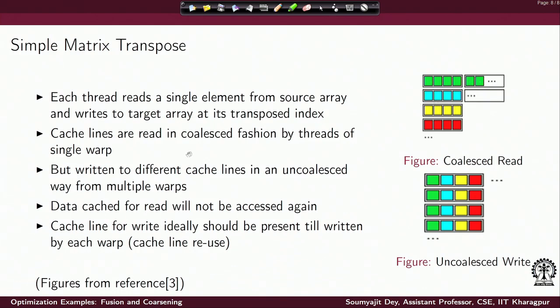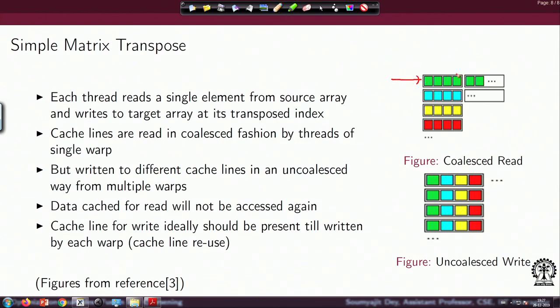So, the cache line is read in a coalesced fashion by threads in a single warp because we are doing a coalesced read. So, there is not much cache line reuse in terms of read, but when the writes happen, they are uncoalesced, right. So, writing to different cache lines is happening in an uncoalesced way for multiple different warps, right. So, the data cached for read first of all is not going to be accessed again. That is the thing, that when you are reading from here, you are reading in one shot, right. So, you are reading in one shot.